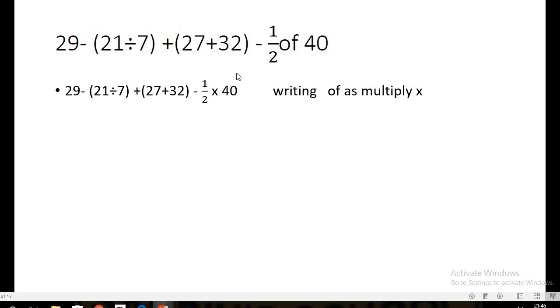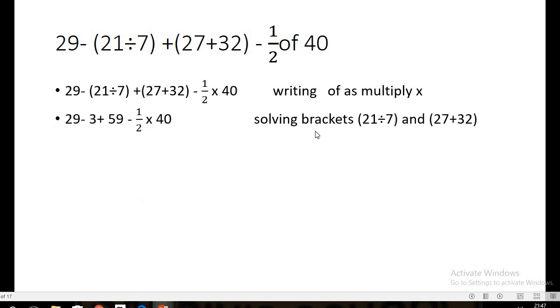So here we have just interpreted "of" as multiplication and written multiply instead. In the next step, as the brackets are there, we will first solve the brackets, and there is no preference, so we can solve them at the same time. So 21 divided by 7 gives us 3, and 27 added to 32 gives us 59. So we have solved both the brackets at the same time.